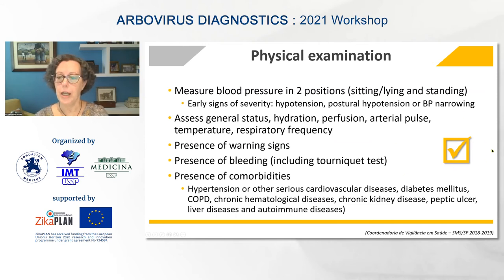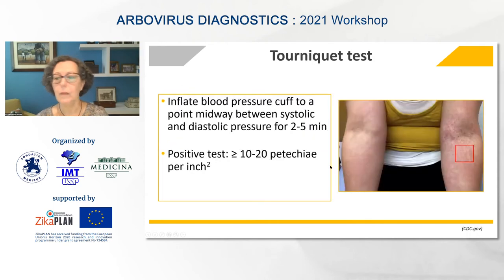So after checking all these items, this is the tourniquet test. You can do it for 2 to 5 minutes, and then you count in a square of at least 2.5 centimeters the number of petechiae. And then there's a positive test. You can compare with the other arm. After inflating the cuff, the appearance of petechiae shows that this is a positive test.